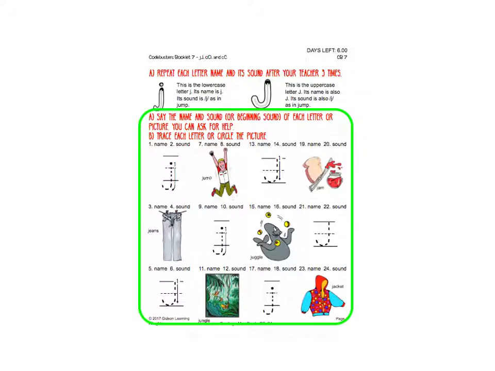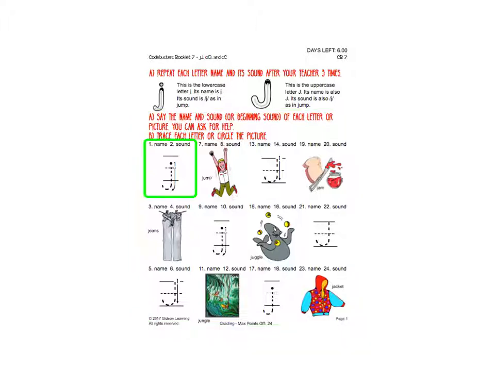Say the name and sound or beginning sound of each letter or picture. You can ask for help if you're not sure what the picture is. Trace each letter or circle the picture. Let's start with this first one. The name of this letter is J. Its sound is J. And now we can write our lowercase letter J.